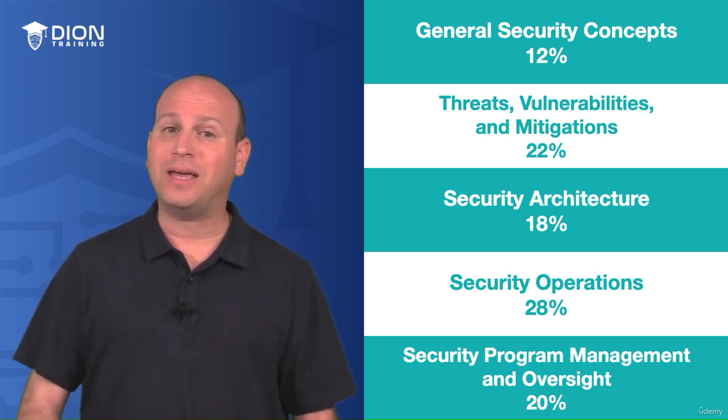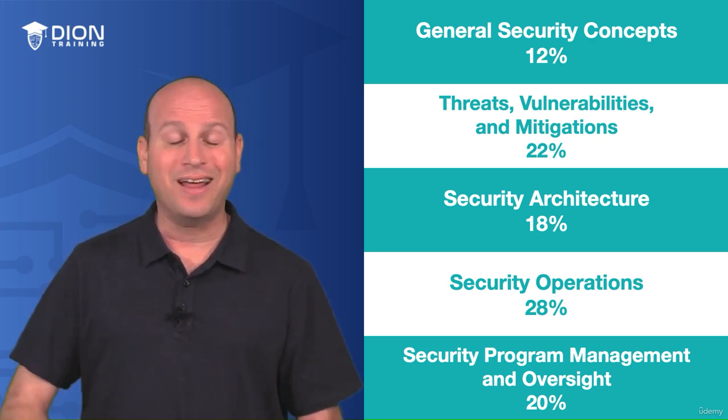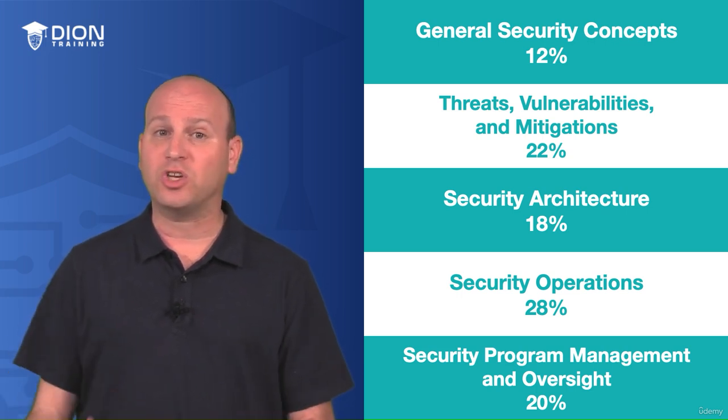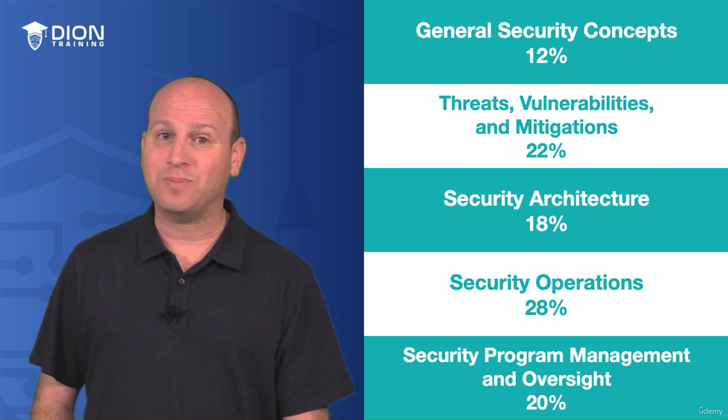And then our final domain is Domain 5, and this is known as Security Program Management and Oversight, and it makes up 20% of your exam questions. Now, this domain is focused on security governance, risk management, and compliance, as well as auditing, assessments, and the security awareness practices.